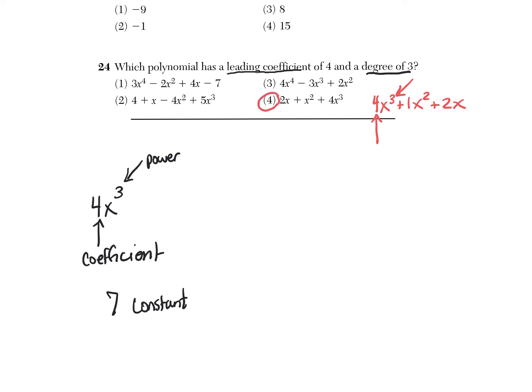Now, I'm the kind of person that always checks the others, and I can see, all right, well, right now I have a degree of 4 here for choice 3, so I need to rule that out. For choice 1, I also see a degree of 4, so I can rule that out. For choice 2, I see a degree of 3. That's my highest one. So if I put this in order, I have 5x cubed minus 4x squared plus 1x plus 4. So that would not be a leading coefficient of 4. That has a leading coefficient of 5.